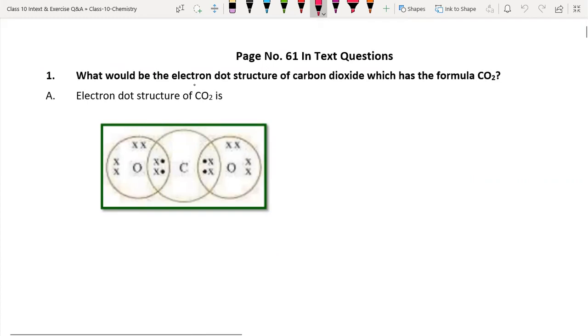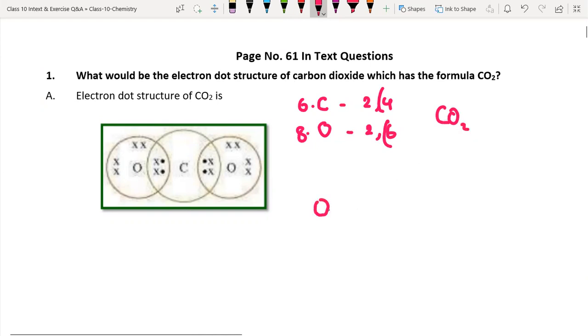On page number 61, we get a question: what would be the electron dot structure of carbon dioxide, which has the formula CO2? So now we have to write the electron dot structure of CO2. First, if you see, elements carbon and oxygen both are there. Carbon atomic number is 6, oxygen atomic number is 8. If you write electronic configuration, it will be 2, 4, and for oxygen, it is 2, 6. Now 4 is the valence electrons for carbon, and 6 valence electrons will be there for oxygen.